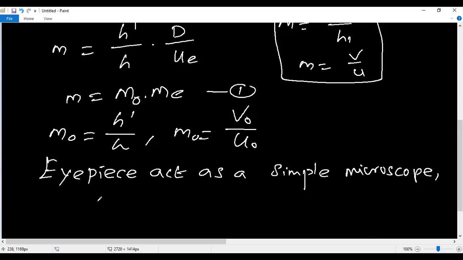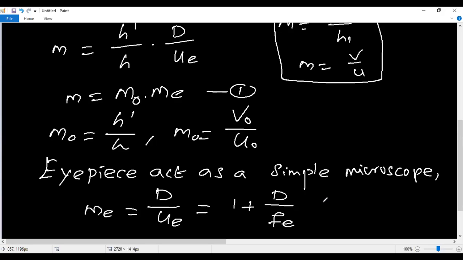So directly we are using the formula for ME. ME means the magnification of the eyepiece. ME is equal to D by UE, again equal to 1 plus D divided by FE. This is equation number 2.